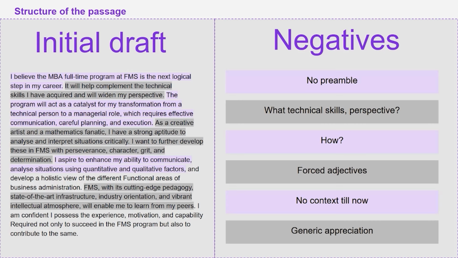I want to further develop these in FMS with perseverance, character, grit, and determination. So a lot of forced adjectives that you can see here which are not really tying together. I aspire to enhance my ability to communicate, analyze situations using quantitative and qualitative factors. Which ability to communicate? Which situations am I talking about? What are quantitative and qualitative factors? By now, these five things have pointed out that this is a very, very generic passage that has been written.